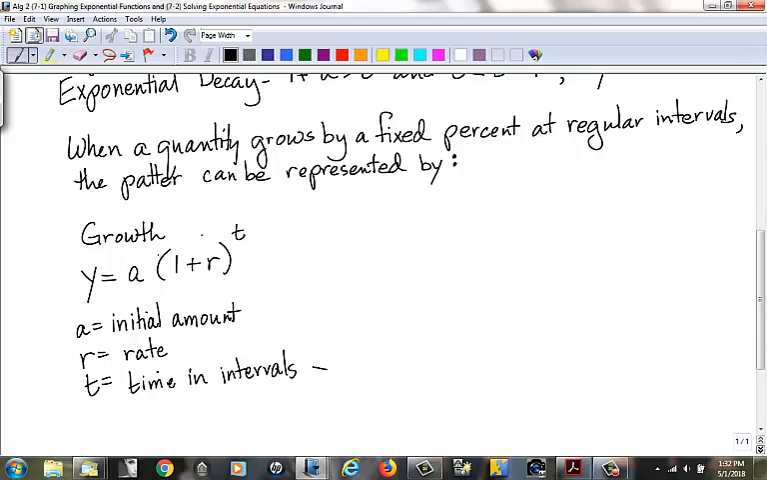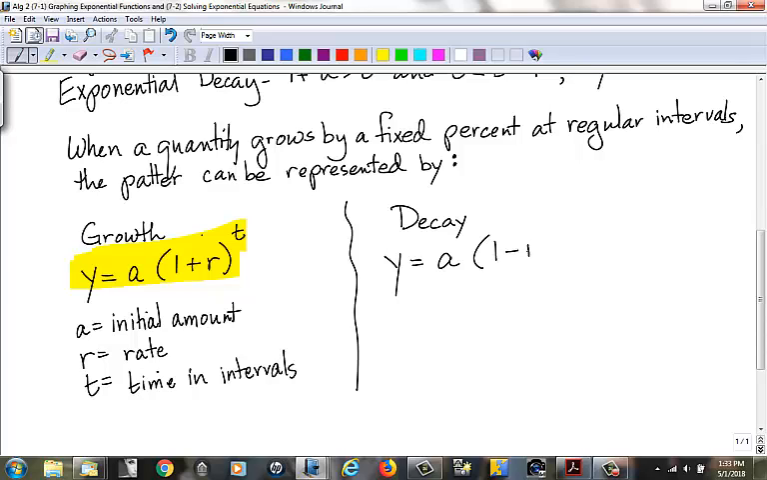Okay, in this one is growth. Okay, now for a little separator there. For decay, it's y equals a times the quantity. And here's the difference. Decay, it's going to be 1 minus r to the t power. So decay is going to have a minus sign.